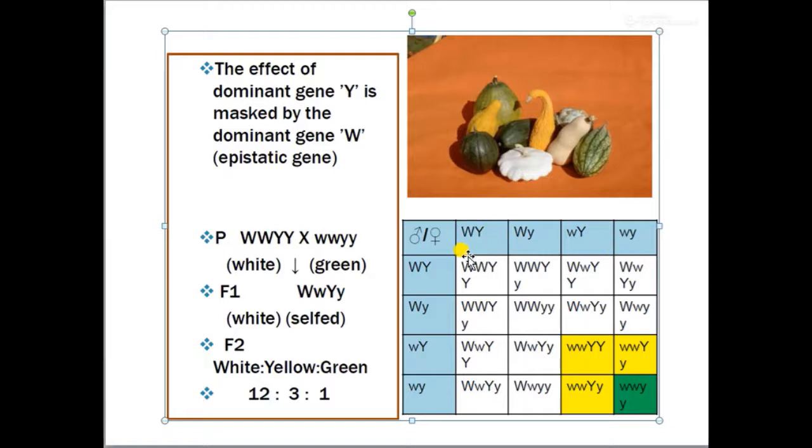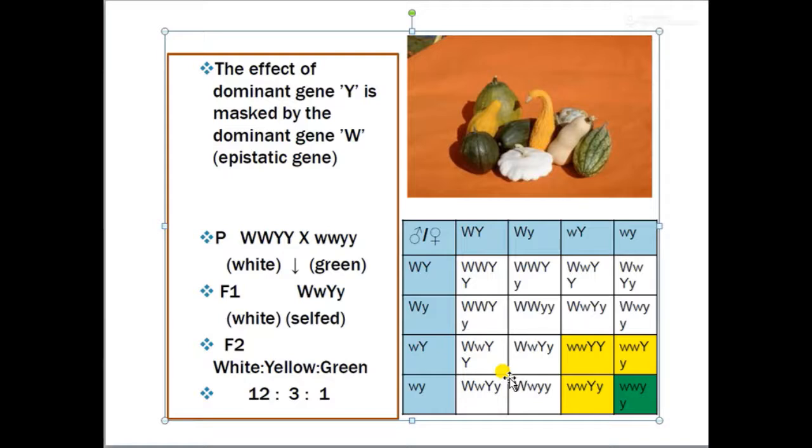The same gametes will be considered here because we are in the F2 generation, we are crossing F1 against F1. So as a result, the different offsprings which result in the F2 generation are shown here. And you can see here, in all the white varieties, there is a capital letter W present over here.